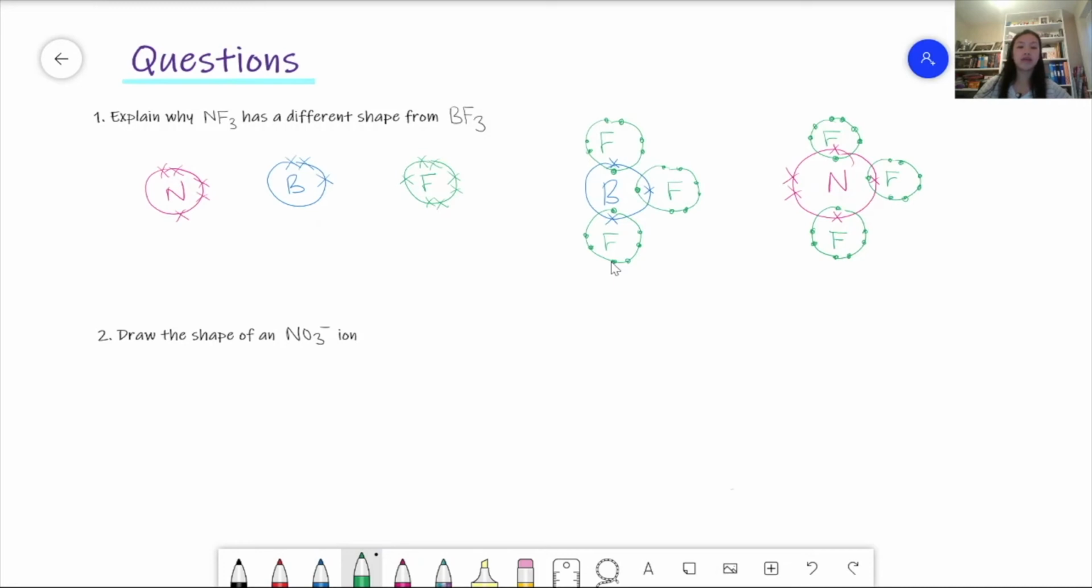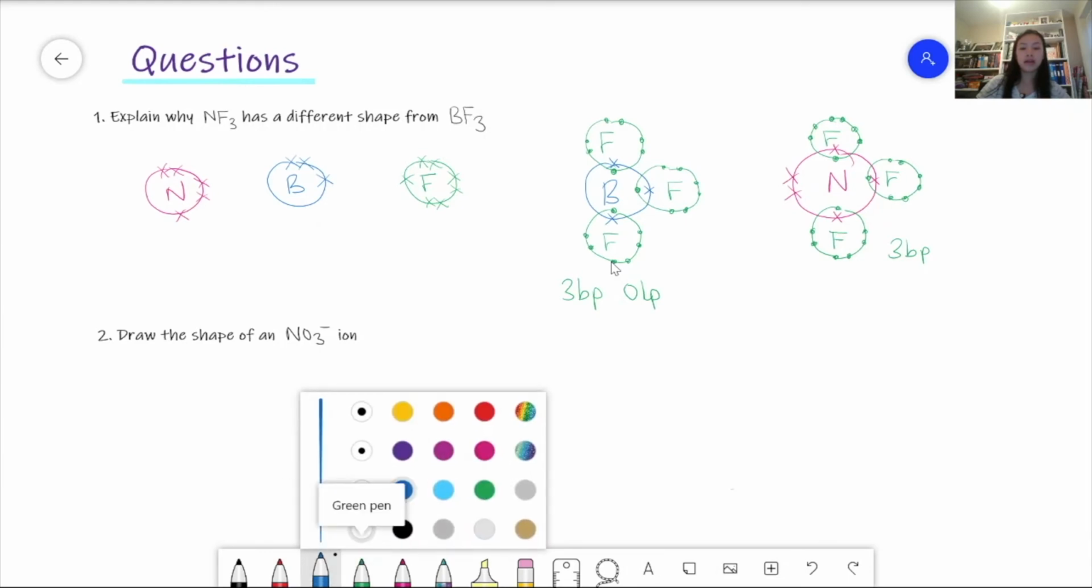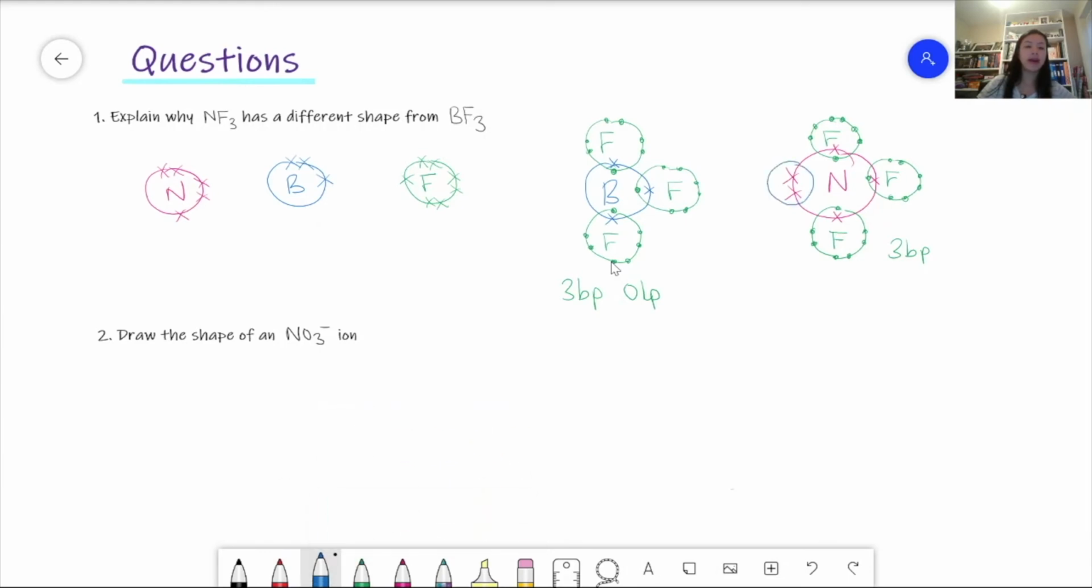has 3 bonding pairs and 0 lone pairs, whereas in NF3 we have these 3 bonding pairs, but we also have this pair here, which is 1 lone pair. And so this forms a trigonal planar molecule, which looks like this.